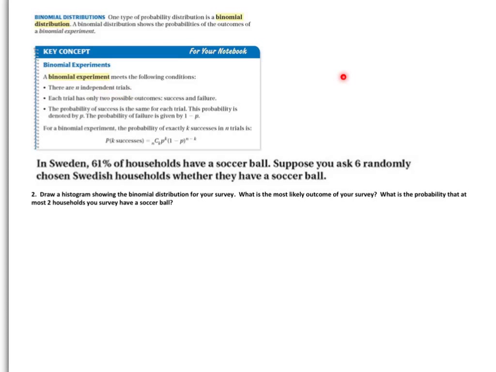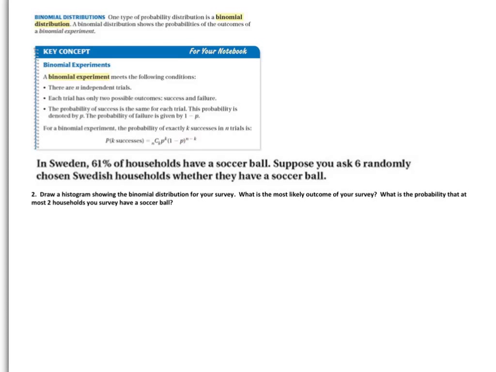What that means is, doesn't matter what happens on the first trial, it doesn't affect the second. Each trial has only two possible outcomes, success and failure. The probability of success is the same for each trial. This probability is denoted by p. The probability of failure is given by 1 minus p. For a binomial experiment, the probability of exactly k successes in n trials is P(k successes) equals n choose k, p to the k, 1 minus p to the n minus k. Okay? So we are going to have to know this equation, and we are going to have to be able to use it.